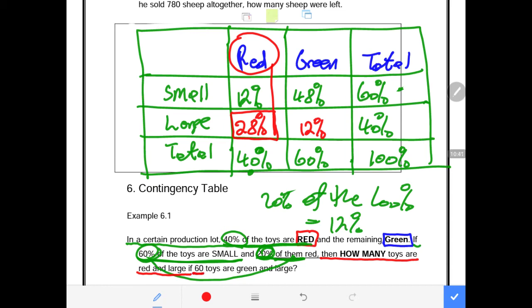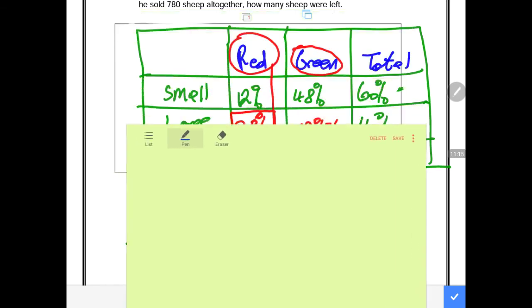How many toys are red and large? If 60 toys are green and large, they say 60 toys are green and large. That means this 12%, in terms of the number of toys, is 60 toys. If 60 toys are green and large, how many toys are then large and red? So now that is where our focus is. First of all, how did we get to this 60 toys? For us to get to the 60 toys, we would have said we are looking for, first of all, the green and large.